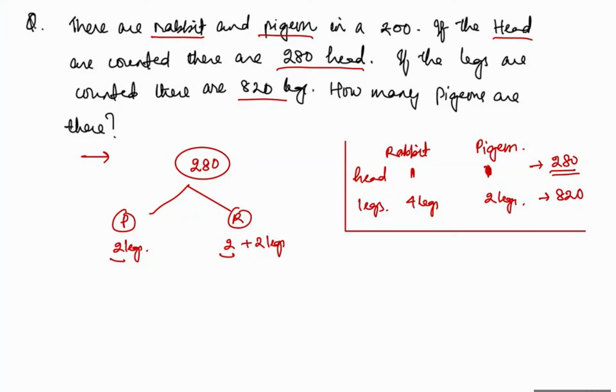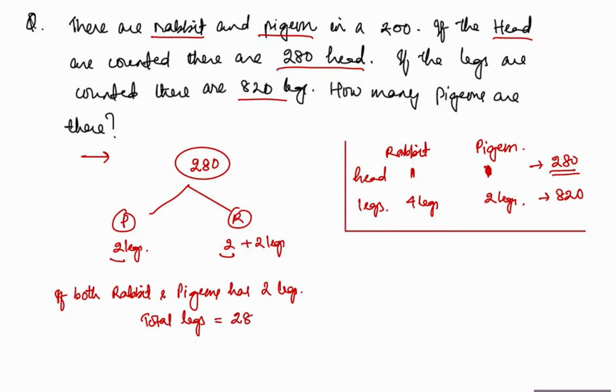If both rabbit and pigeon have 2 legs, that is common. Then the rabbit has extra legs. Total legs will be the number of animals times 2.